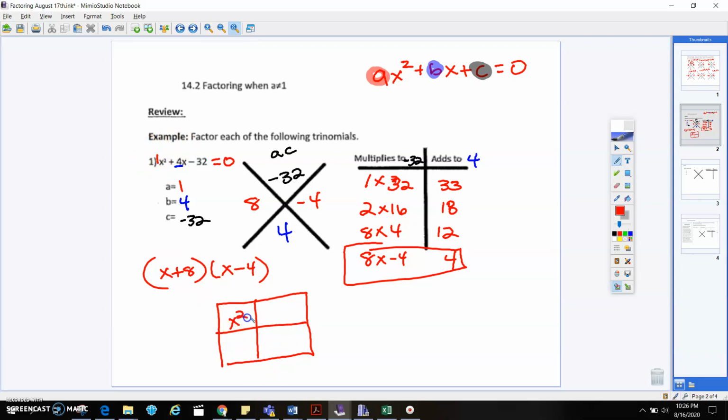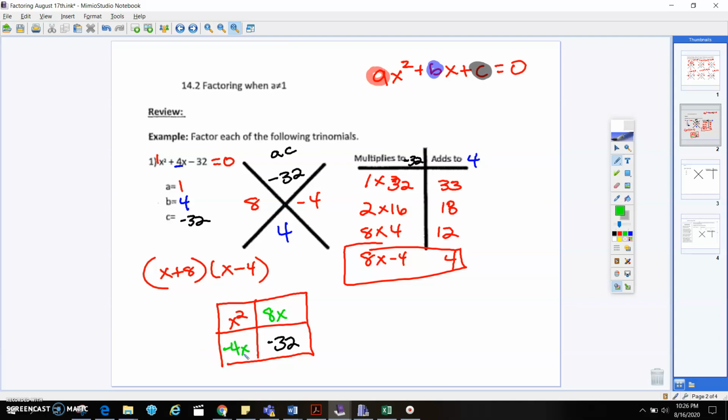You're going to put it in this first box. Then you're going to take this last term from the original equation, and you're going to put it in this last box. And these two terms that you just found, you're going to slap an X onto them, and you're going to put them back in the box.